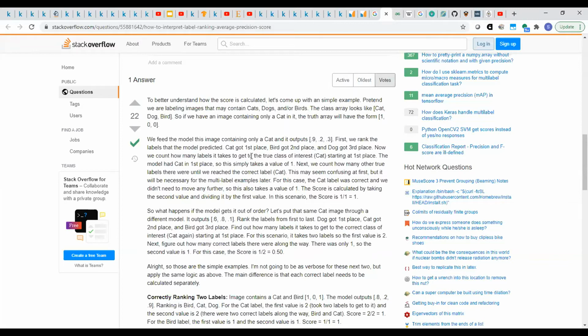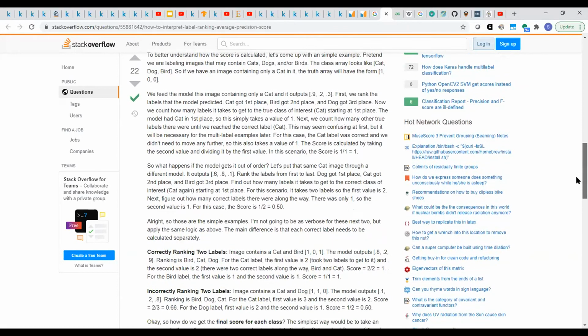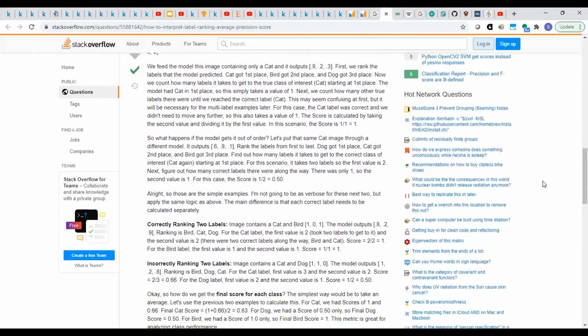The second step is: how many labels does it take to get to the true class of interest? Now the cat is in the second position, so starting at first, it takes 2 labels. So the first value is 2. The second thing we need to figure out is how many correct labels there were along the way. There was only 1 correct label along the way, so the second value is 1. Remember that we do the second divided by the first, and therefore the value is 0.5. Now, these are simple exercises, but we'll get to a little more complicated examples to help us get a fuller understanding of the metric.